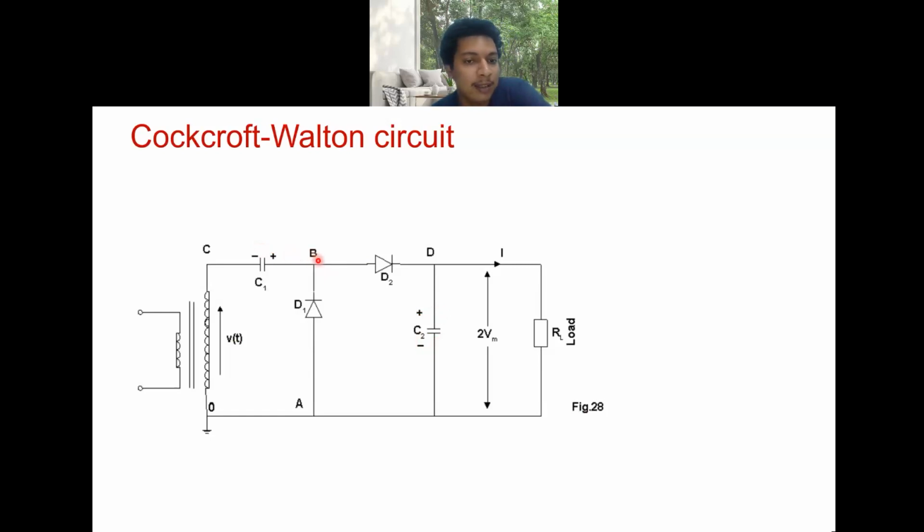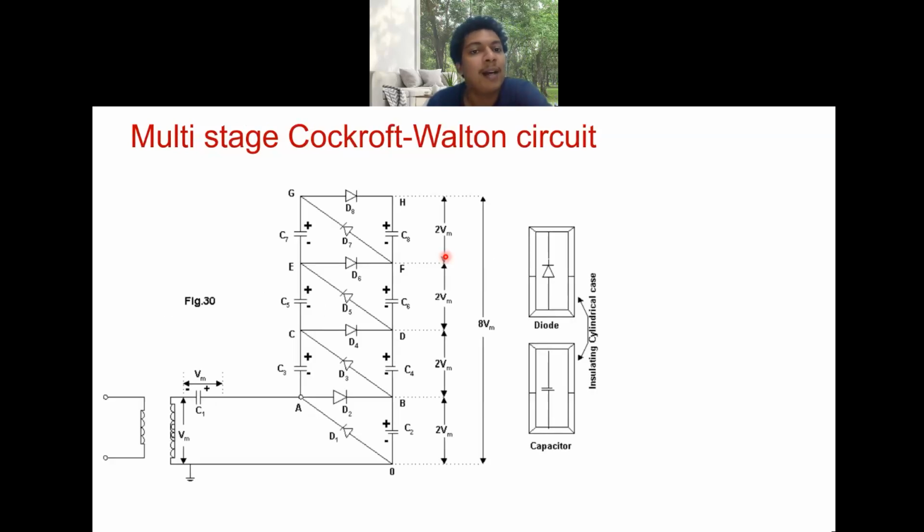At the point B, as you know, once it gets charged, you will have a voltage which is oscillating from 0 to 2 Vm. But here on the D point, you will have a constant voltage of 2 Vm. So this much we have already discussed before, the single stage Cockroft-Walton circuit, so that you will get 2 Vm voltage. Now let us discuss the multi-stage Cockroft-Walton circuit or the multi-stage voltage doubler circuit.